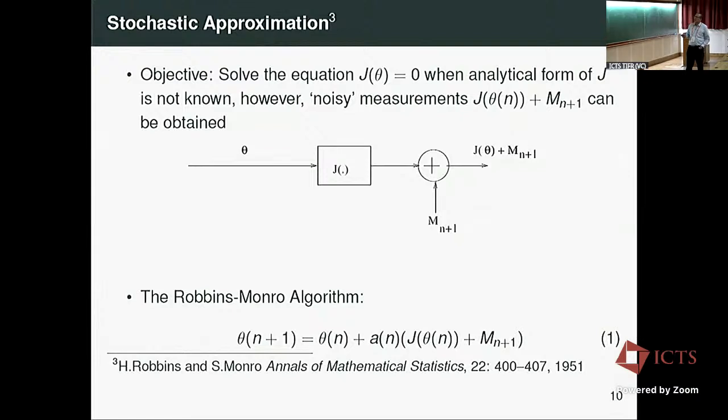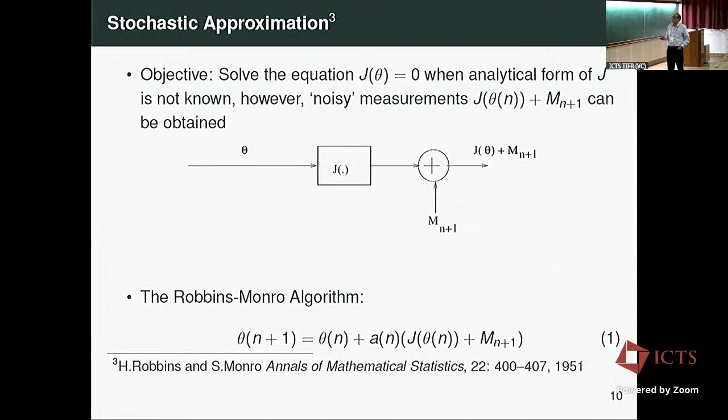So what they said was, if you wish to solve an equation of this type, J of theta is 0, and you really don't know the analytical form of J, but let's say you have access to noisy measurements of J of theta, which means if you input theta in this box, you don't observe J of theta, but you observe a noise corrupted measurement. Let's call it J of theta plus this noise.